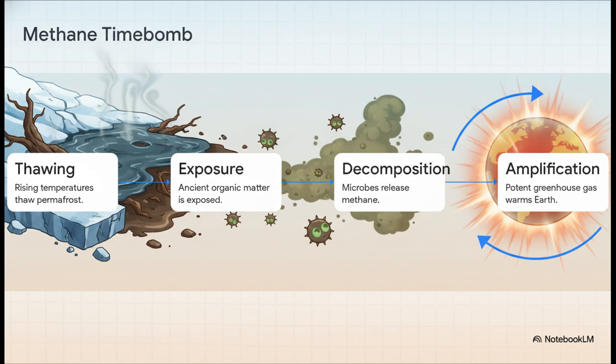Rising temperatures thaw out the permafrost. This exposes the ancient organic matter, essentially waking up dormant microbes. Now, because the ground there is often waterlogged and lacks oxygen, these microbes engage in anaerobic decomposition. As a byproduct of that, they release methane, or CH4. And methane is an incredibly potent greenhouse gas, way stronger than CO2 at trapping heat, which just amplifies the warming and melts even more permafrost.